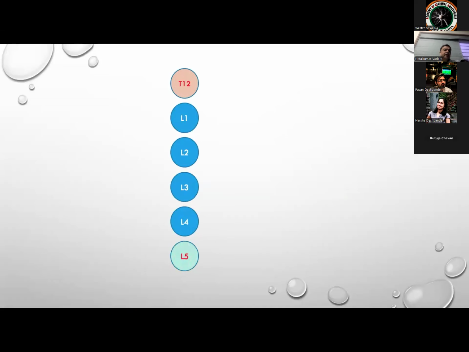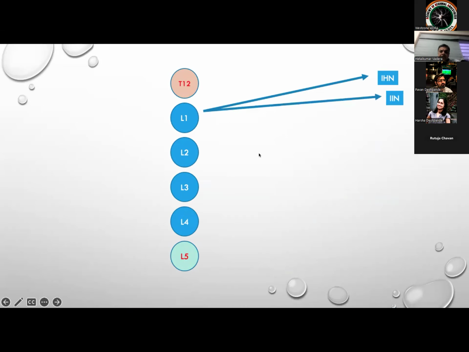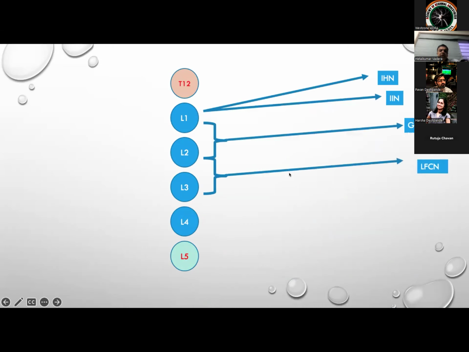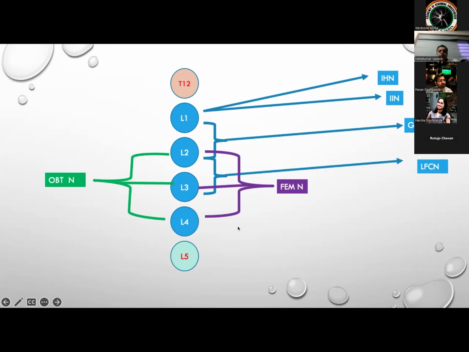So if we look at the schematic diagram, L1, L2, L3, L4 form the lumbar plexus, T12 gives some contribution in the prefixed plexus, and L5 gives some in the postfixed plexus. So if we look at these branches, you can see this is the ilioinguinal nerve. Then you can see this is the iliohypogastric nerve. Then L1 and L2 combine to form the genitofemoral nerve. Then L2, L3 form the LFCN. L2, L3, L4 posterior divisions form the femoral nerve, while anterior divisions form the obturator nerve.